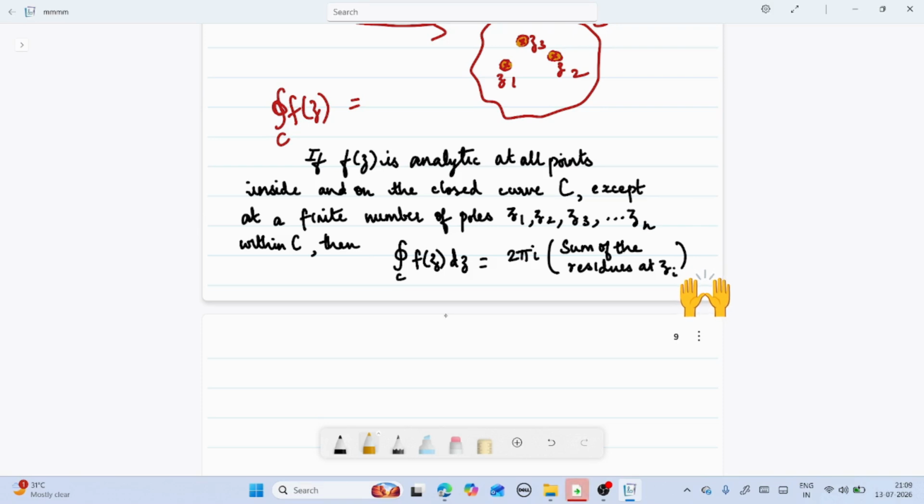So now you can go through the theorem statement. If f of z is analytic at all points inside and on the closed curve C, except at a finite number of poles z1, z2, and so on until zn, which are inside C, then the integral over C, with the small circle over the integral showing that it's a closed curve, of f of z dz is equal to 2 pi i times the sum of the residues at zi. So this is what the theorem statement is. Now we will apply this theorem in problems and see how much easier the integration part is.